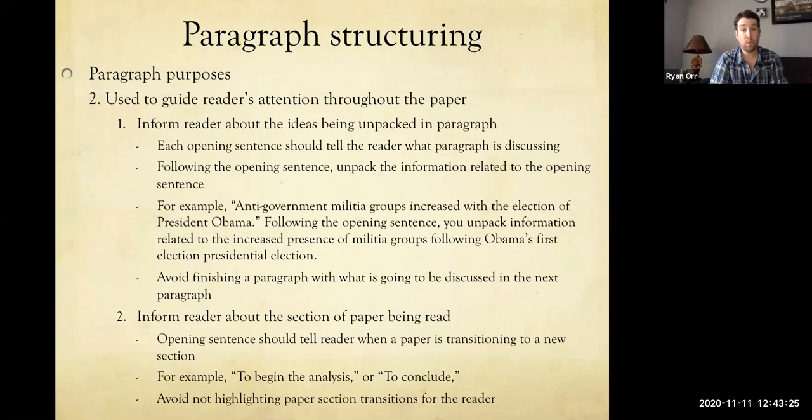So one thing to avoid is sometimes I see students using an introduction sentence of a paragraph actually to conclude the previous paragraph.